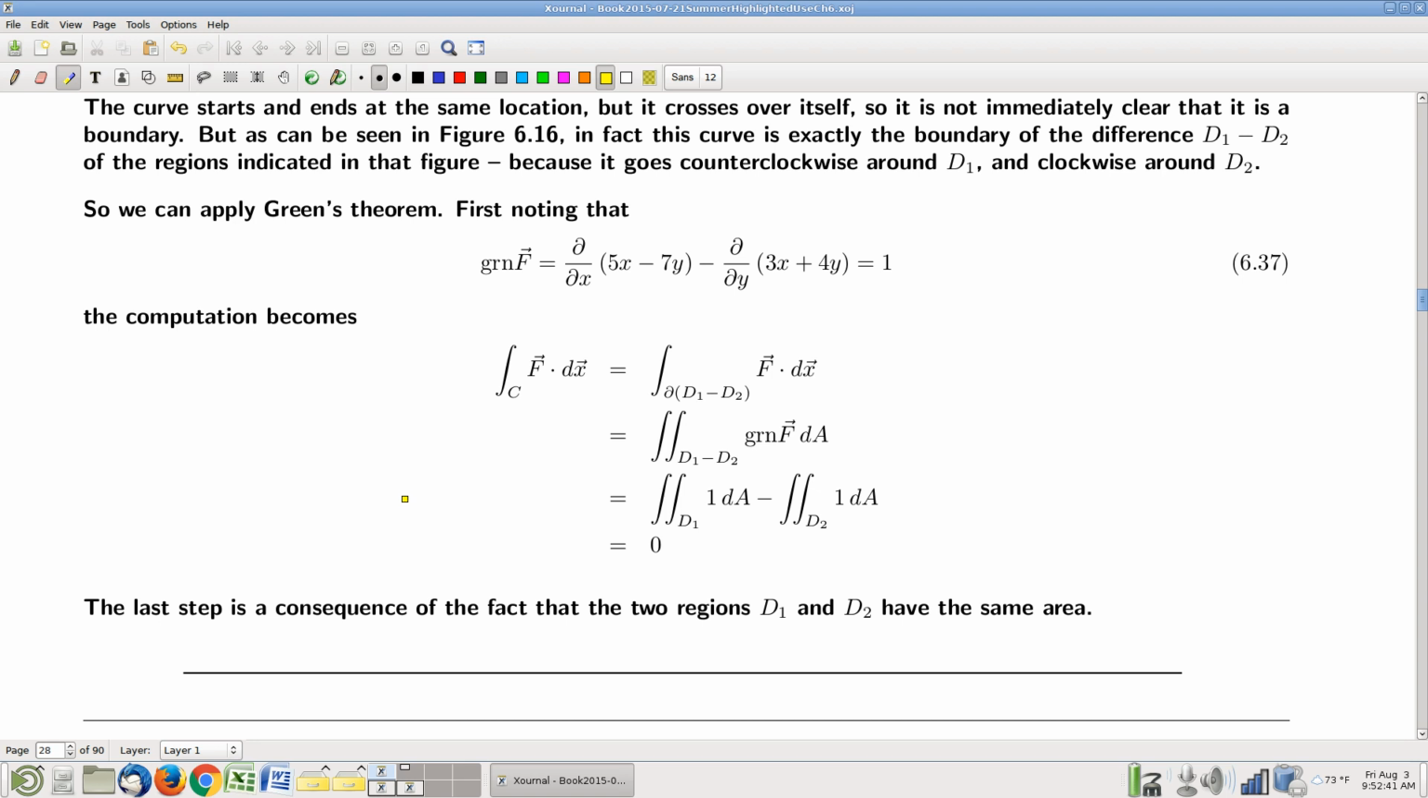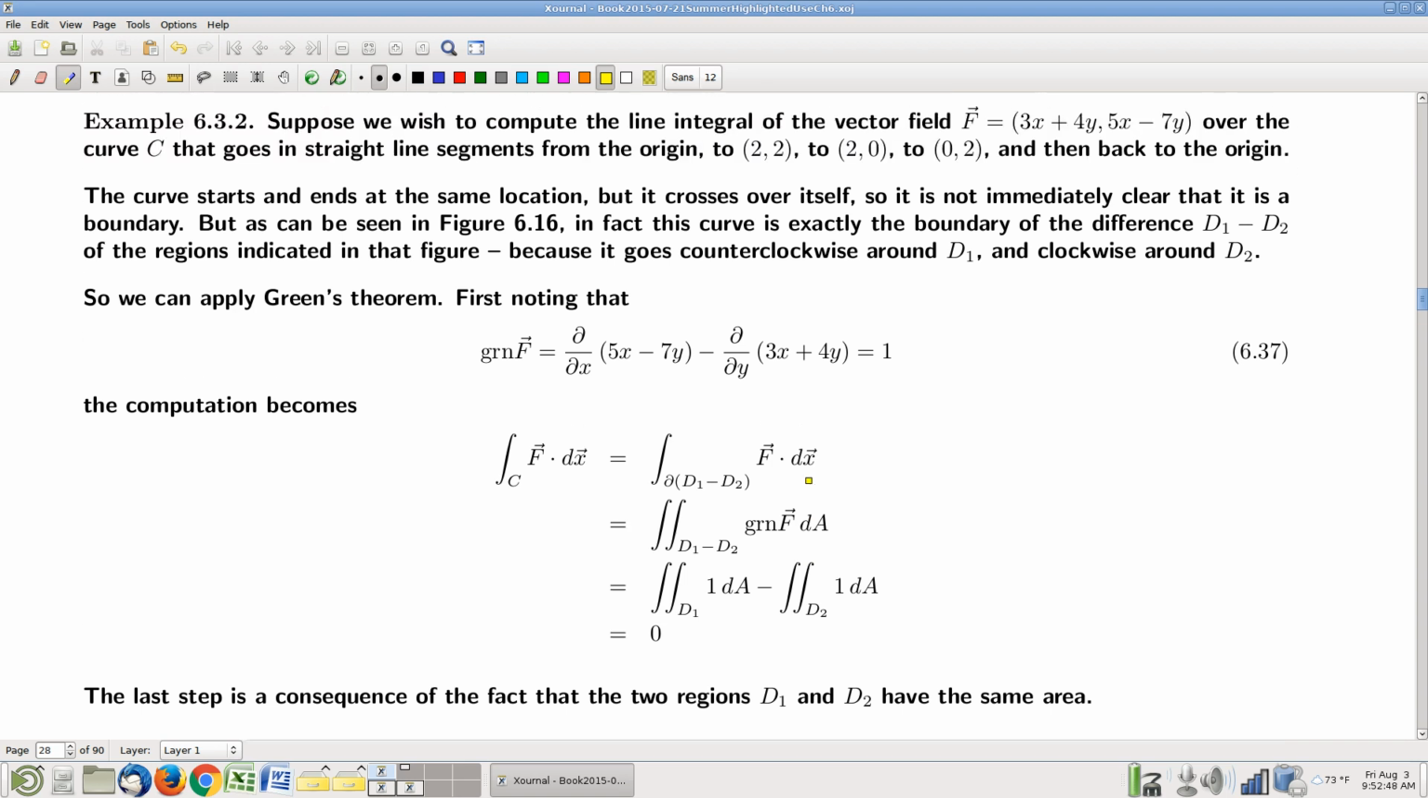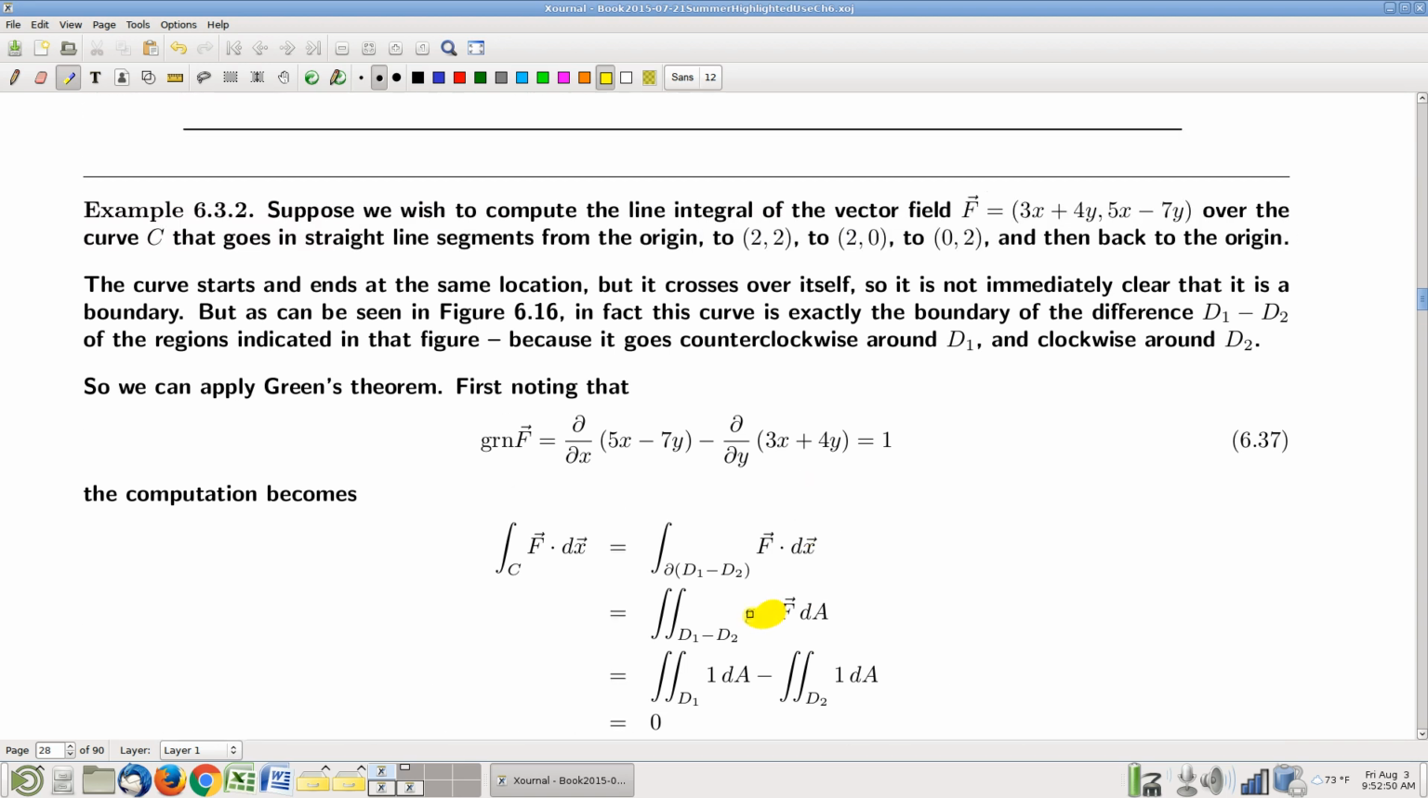It is a boundary, though, and so therefore I can apply Green's theorem. Green's operator is easy to compute. Green's operator, dQ/dx minus dP/dy, 5 minus 4 gives you 1.